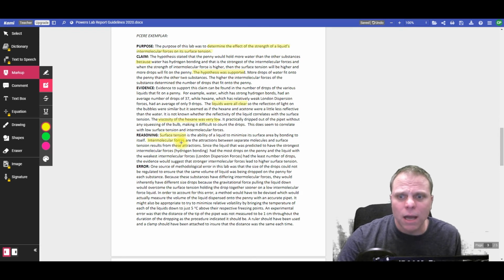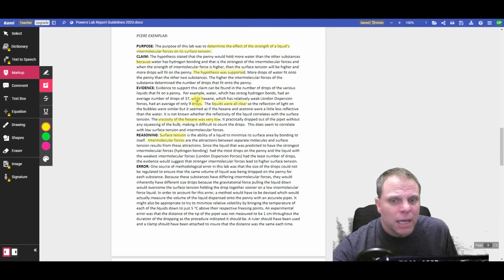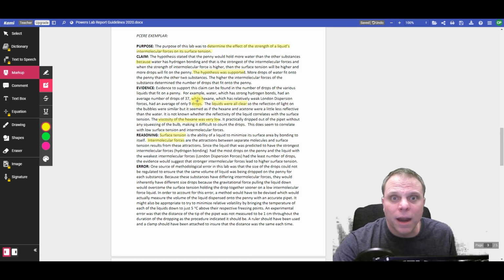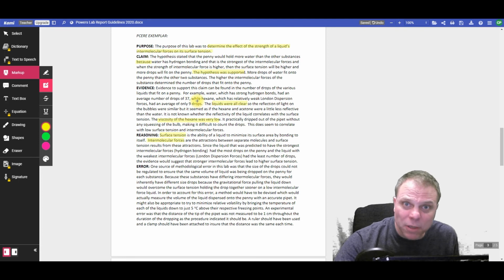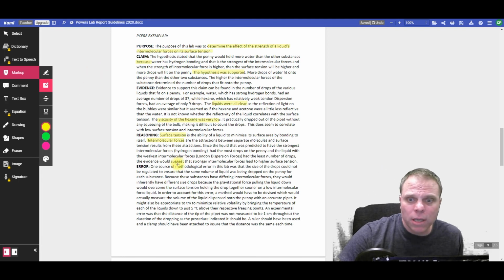And then we go on and talk a little bit more about hydrogen bonding and London dispersion forces, right? So giving us all this information that's going to help us understand what's happening. That's the idea here behind reasoning. And then error. Remember, we have to have a source of methodological error, how to fix it, and a source of experimental error. So notice how we've broken this down.